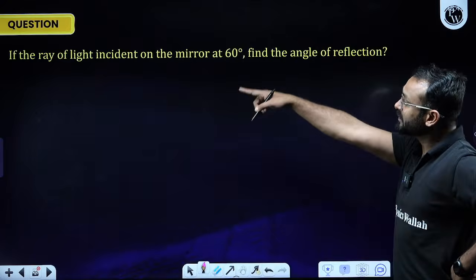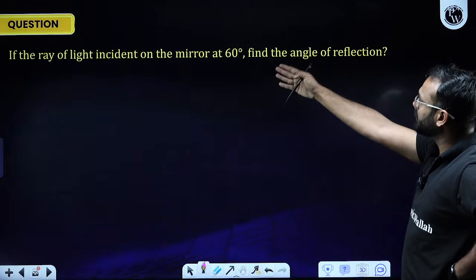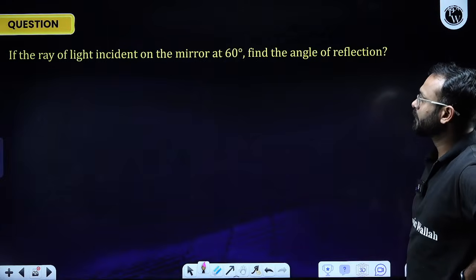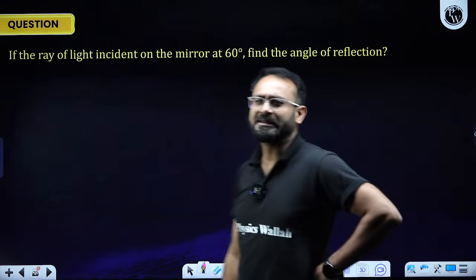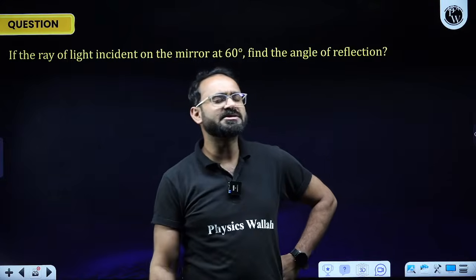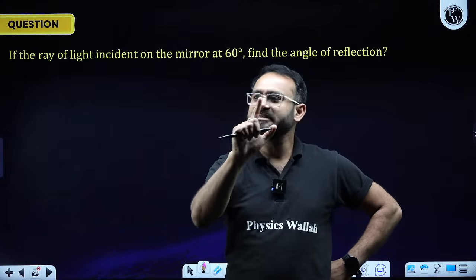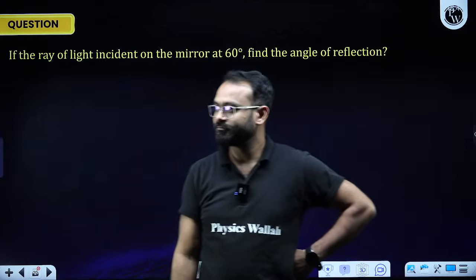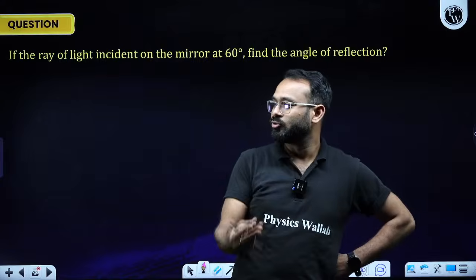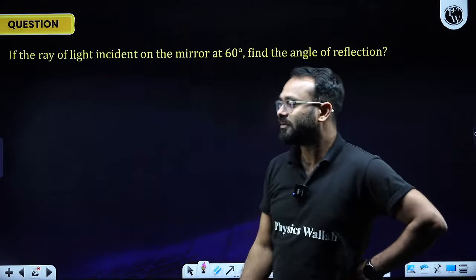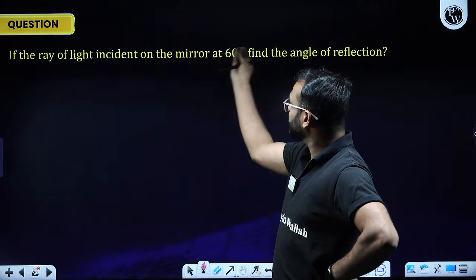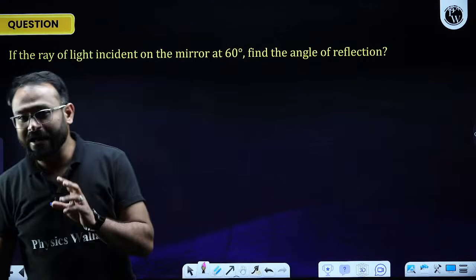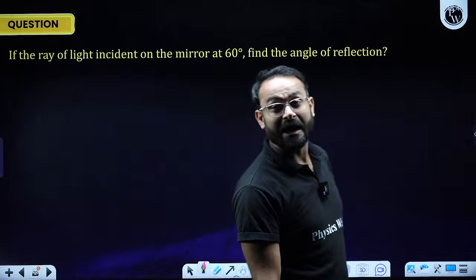Okay. Next question is, if the ray of light incident on the mirror at 60 degree, find the angle of reflection. Or rather, let me just correct this question. If the ray of light is making 60 degree with the plane mirror, find the angle of reflection. It's okay, my laddu. Gupta ji, if the ray of light incident on the plane mirror is making 60 degree with the plane mirror, what will be the angle of reflection?